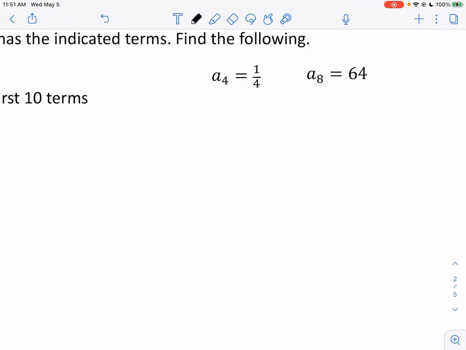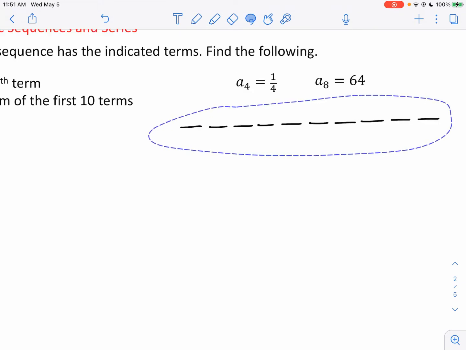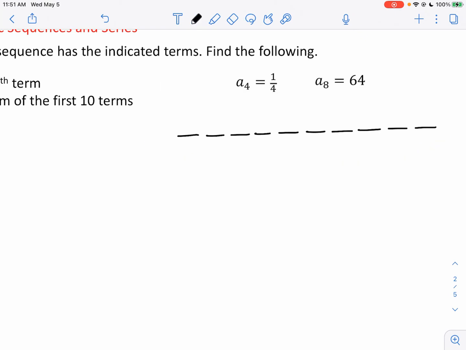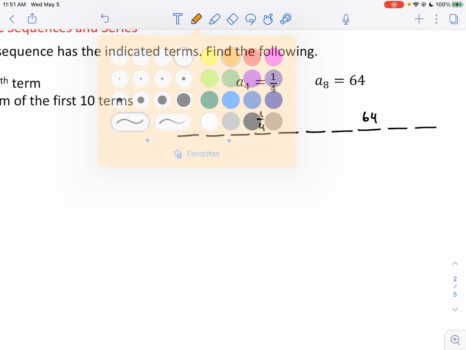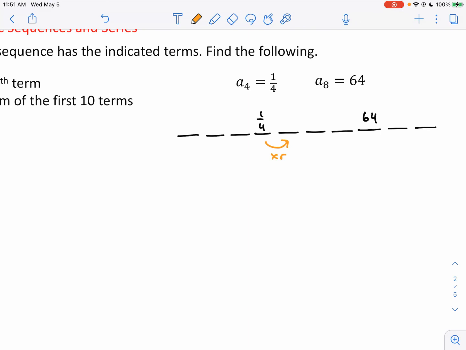One is to start writing out blank spots for the terms. So here's the first term, 2nd, 3rd, 4th, 5th, 6th, 7th, 8th, 9th, and 10th term. Now, which of these terms do I know? I know the 4th term is a quarter. And I know the 8th term over here is 64. And I also know that to go from term to term, I multiply by whatever the ratio is. So we've got to figure out how many steps that is. 1, 2, 3, 4 steps. To go from the 4th to the 8th position, we multiply by r 4 times.